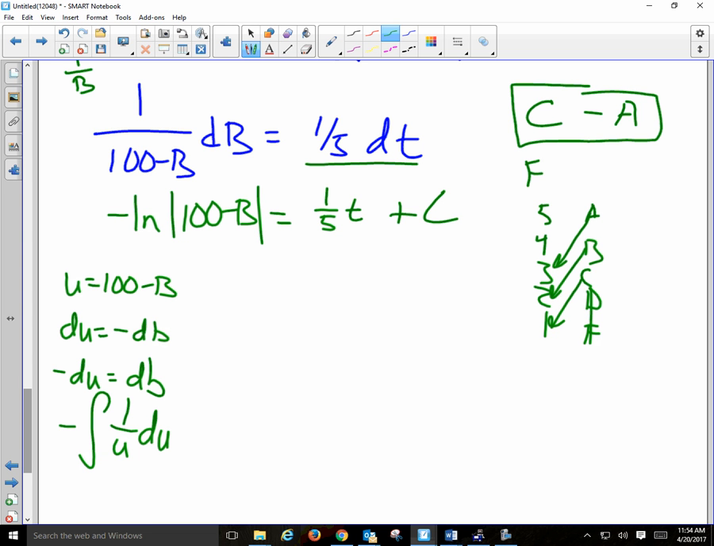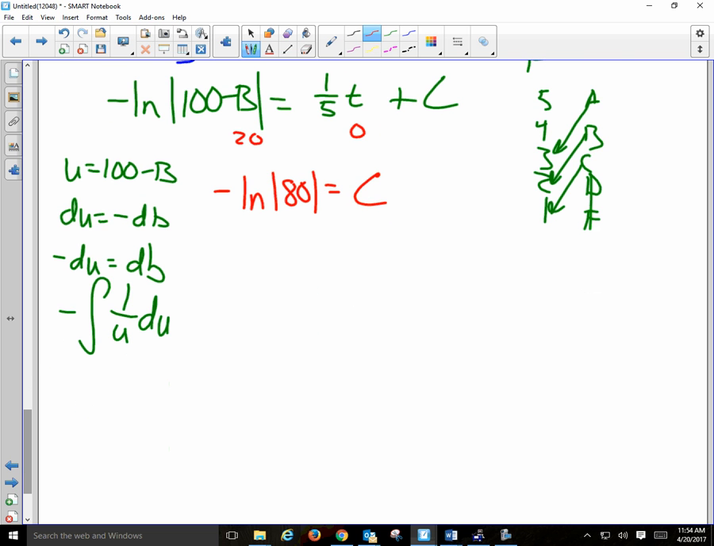What now? I'm trying to find the particular solution. Plug in what? 0 for time and 20 for b. So I get negative natural log of 80 is equal to c. We are almost home free. Negative natural log of 100 minus b is equal to 1/5t minus the natural log of 80.